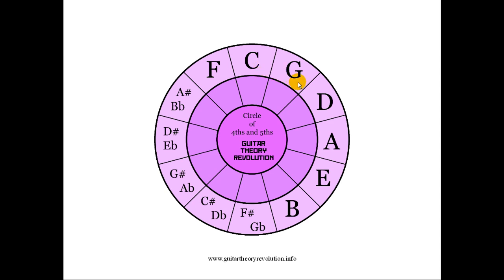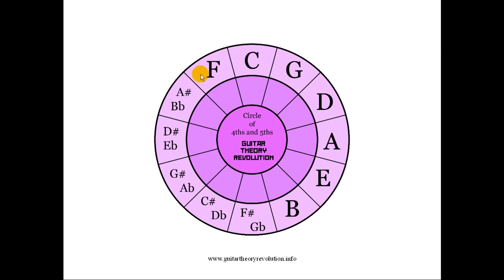And from the G, 7 frets up is a D. That's also a perfect fifth. 7 frets up is an A. 7 frets up from the A, you get an E, etc., all the way around in the clockwise direction. So remember, in the clockwise direction it moves in perfect fifths or 7 frets.